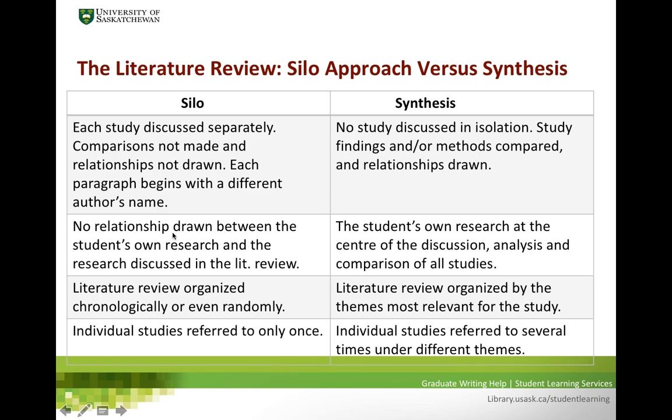In a silo, there's no relationship drawn between the student's own research and the research discussed in the literature review. Whereas in a synthesis, the student's own research is at the center of the discussion, analysis, and comparison of all studies. In a silo approach, the literature review is organized chronologically or even randomly, whereas in a synthesis, the literature review is organized by the themes most relevant for the study. In a silo approach, individual studies are referred to only once, but in a synthesis, studies may be referred to several times under different themes.